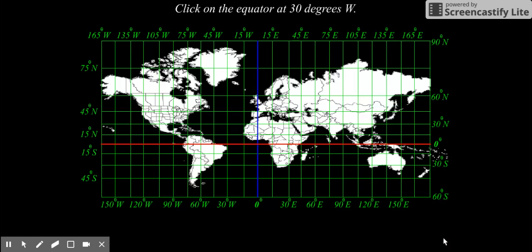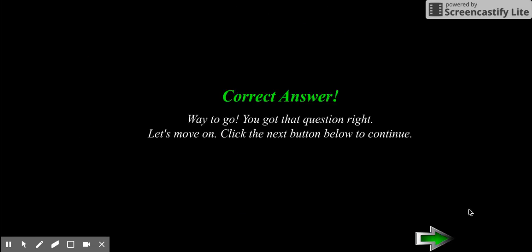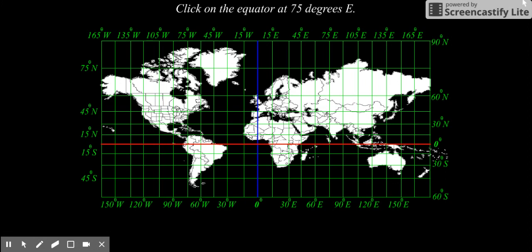All right, let's see what you can do. Click on the equator at 30 degrees west. So the red line is the equator, and the west is to the left. Here is 30 degrees west. Correct. Back. So it says click on the equator at 75 degrees east. So equator again is the red line. East is on the right side of the prime meridian. So we need 75. Here's 60. There's 90. 75 is in the middle of that.